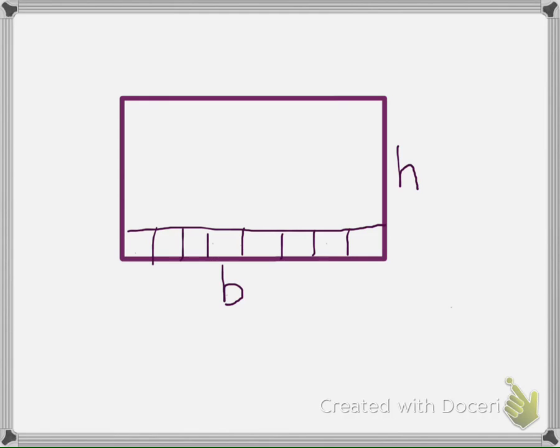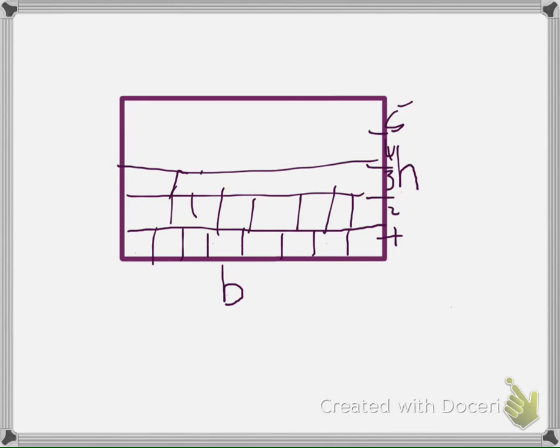The higher you go, 1, 2, 3, 4, 5 centimeters of height, then you're just going to add that many more rows of cubic measurement. So it comes down to a very simple equation: base times height is equal to area. Great.